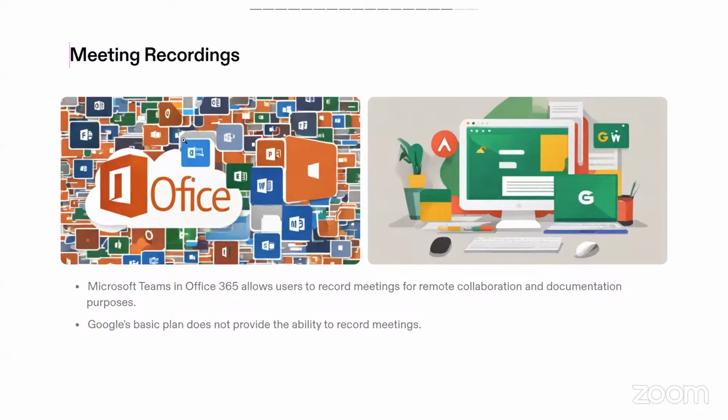Meeting recordings. For example, if I want to record a call I'm having with my internal team, in Gmail it is not possible, or I have to go for a higher plan. Whereas in Microsoft plans, it is available. So the scheduled calls, I can record on the fly.